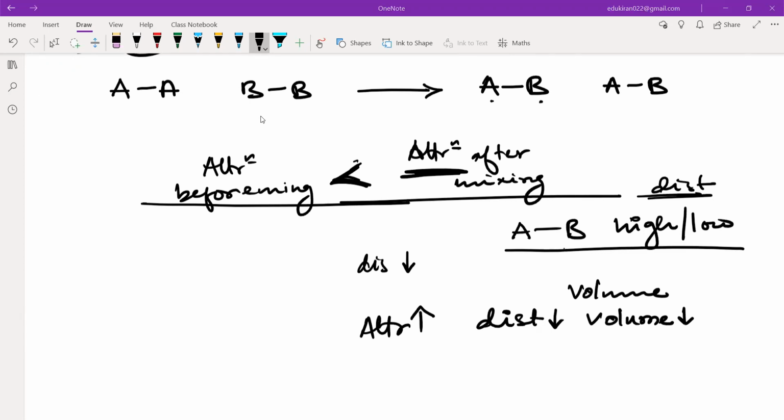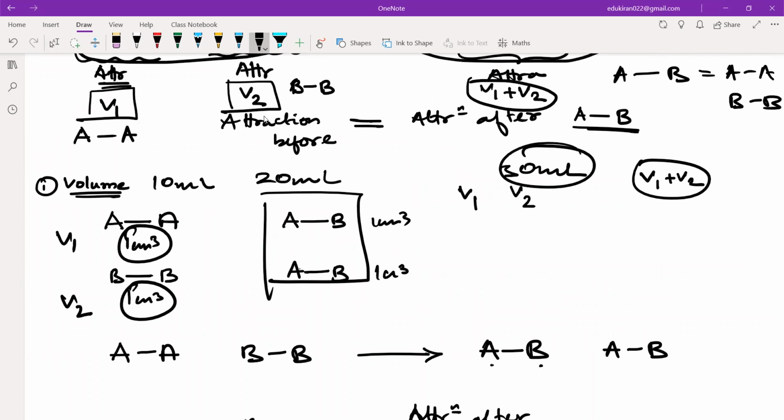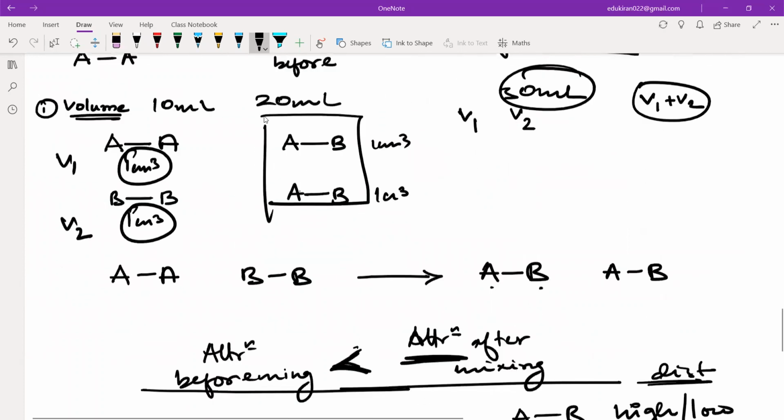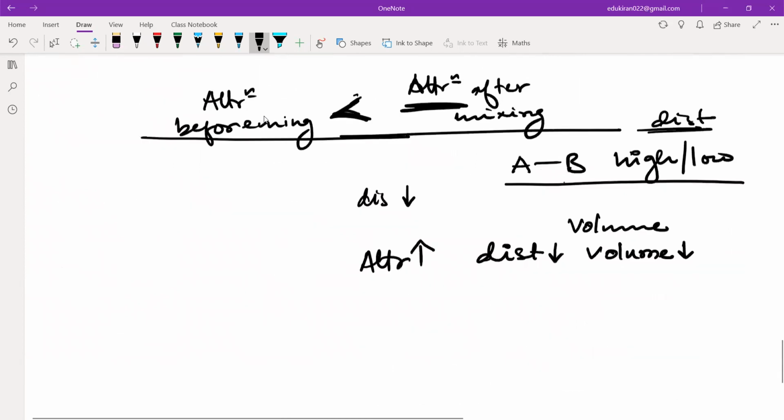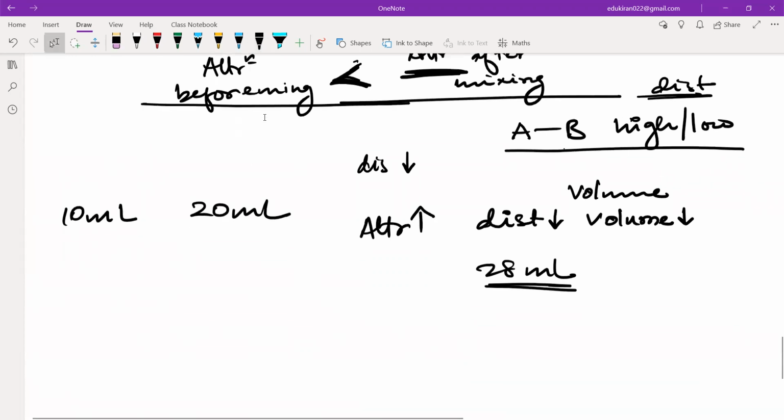That is the only thing I am saying, that there can be some solution in which if you mix 10 ml of one and 20 ml of the other, you will get 30 ml of the solution, if your attraction before mixing is equal to the attraction after mixing. But if there is some solution in which you mix 10 ml of A and 20 ml of B and you only get 28 ml of the solution, that means the volume is lower, that means the attraction after mixing became stronger. So this can be the case. Now listen very carefully.